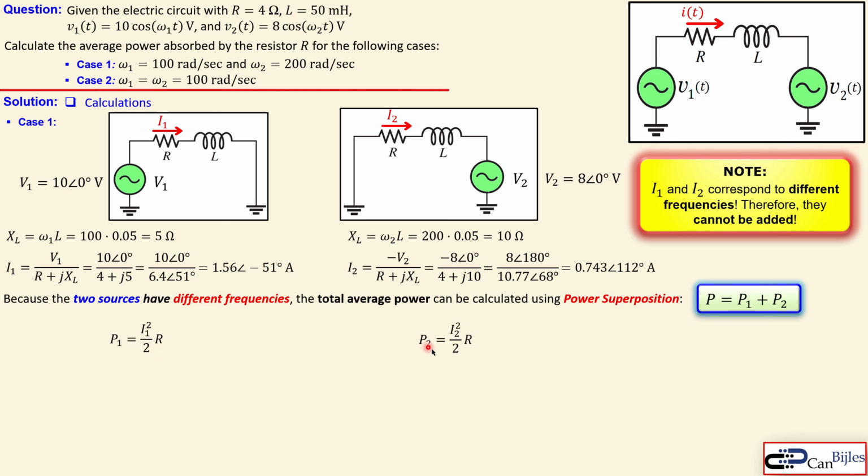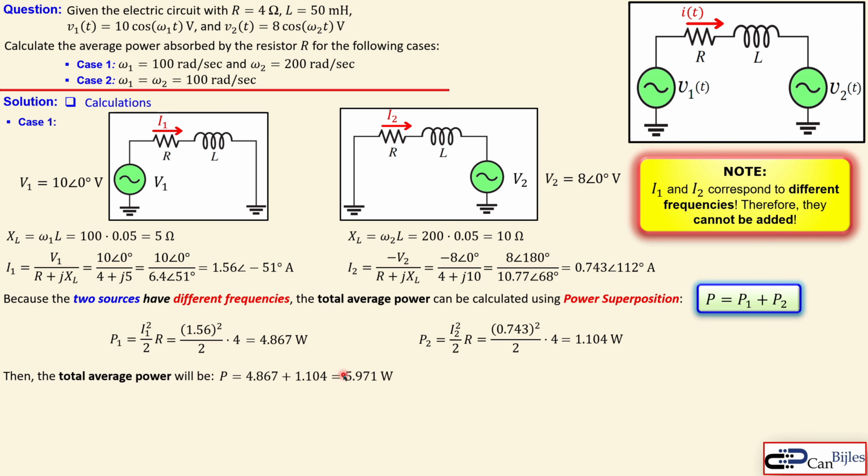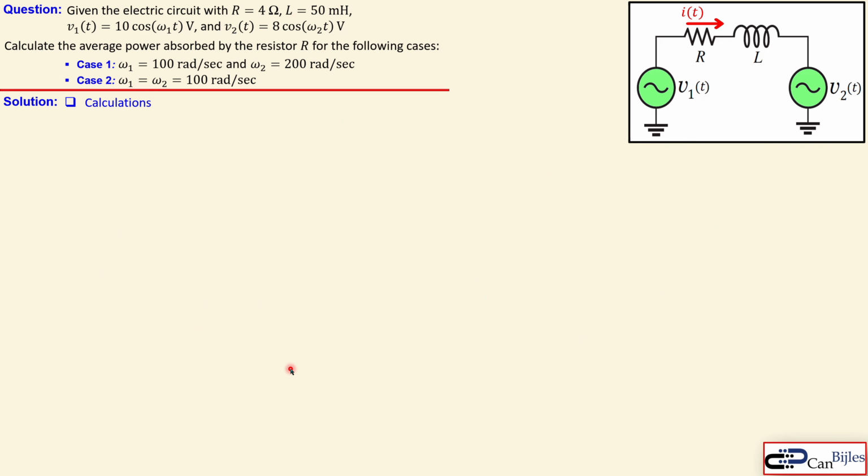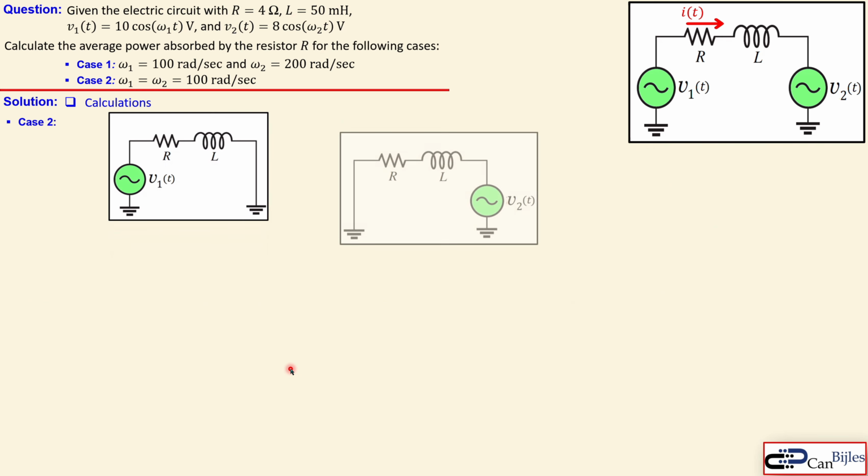In a similar case for the P2, now use I2 squared, so that's the amplitude of this one squared times R over 2. So the value will be 1.56 squared over 2 times 4. That will give us 4.867 watts. And for this case, we have this as the amplitude for I2 squared over 2 times 4. That will give us 1.104 watts. Now, we can use the power superposition, add these two up, and we get in total 5.971 watts.